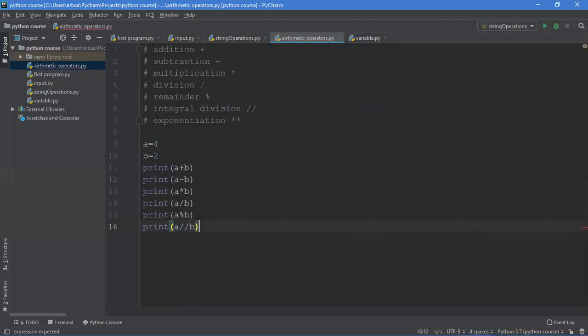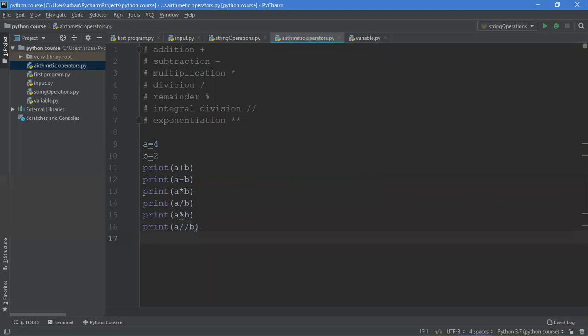I haven't told you what integral division is. It looks like this: if you divide two values and the result comes out in decimal points, for example 10 divided by 3, the answer would be something like 3 point something, right? But if you use integral division, the answer would be an integral value, like 3 and 3 only. So there won't be any decimal part in your answer.